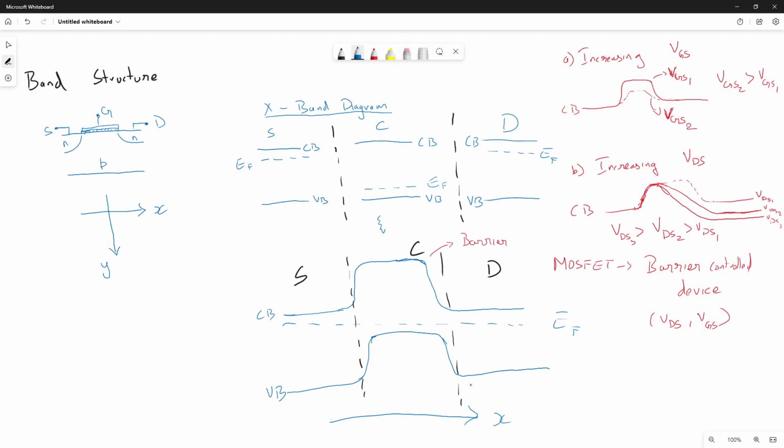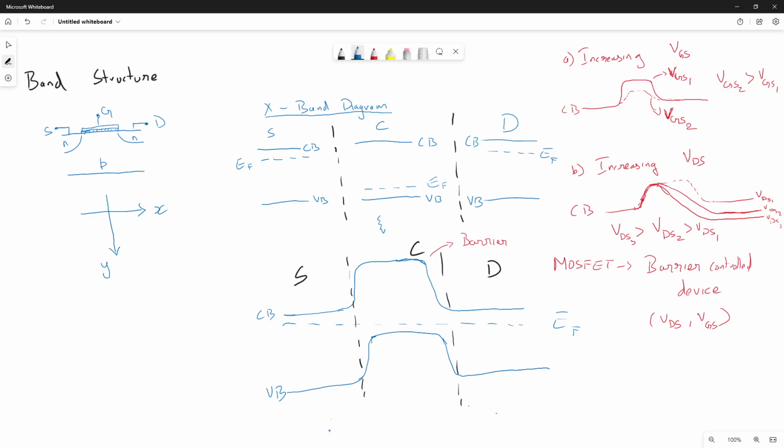Is that clear? The x-axis is just the position. This is not an E-k diagram or anything. This is energy as a function of position. Here I am. Let me make this arrow slightly neater.